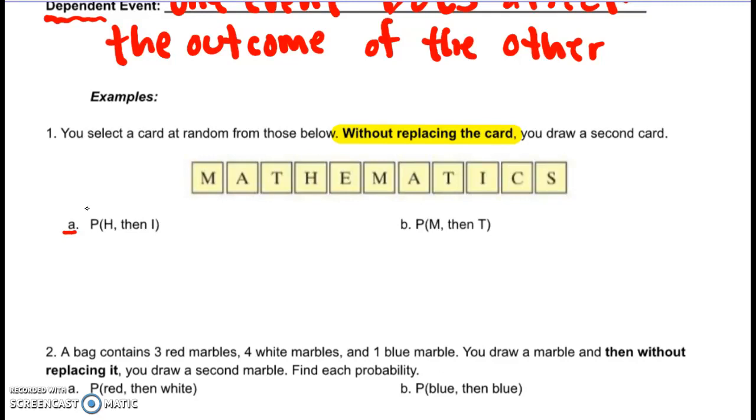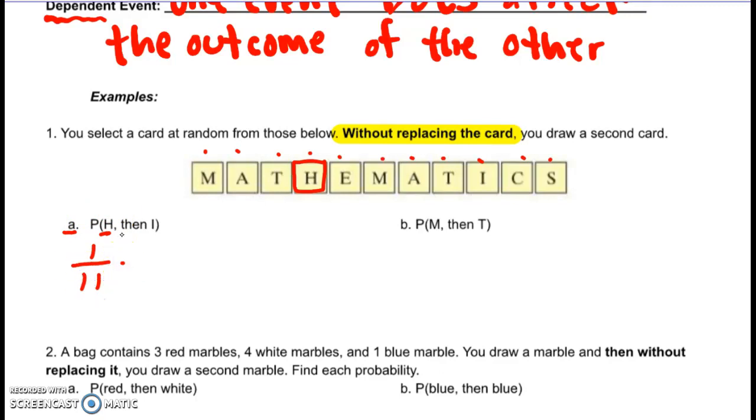So the first time we pull our first card, so for the first letter here, H, we have all of the letters in the bag. So we counted that I believe there were 11, and only one of them is an H. So that first probability, the probability of pulling an H, is going to be 1 out of 11.